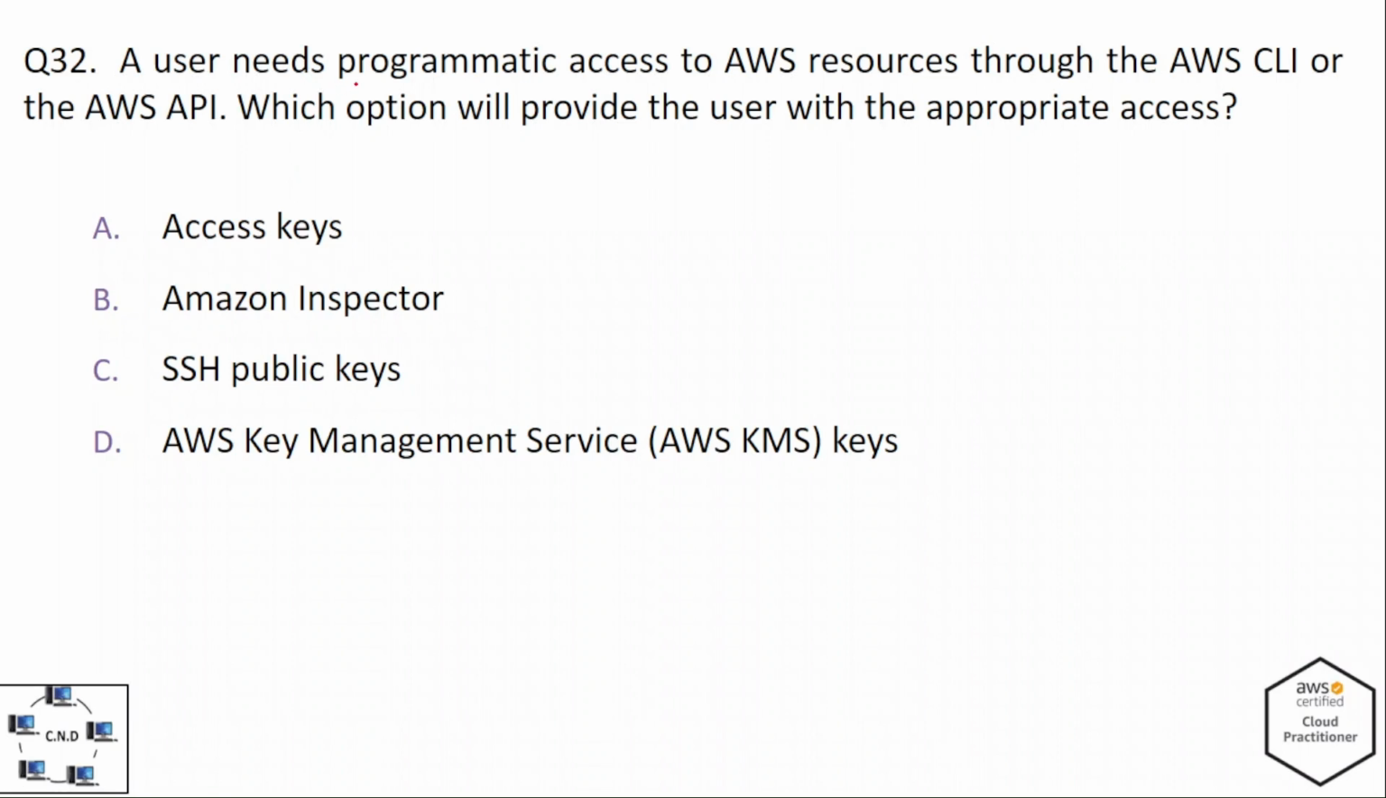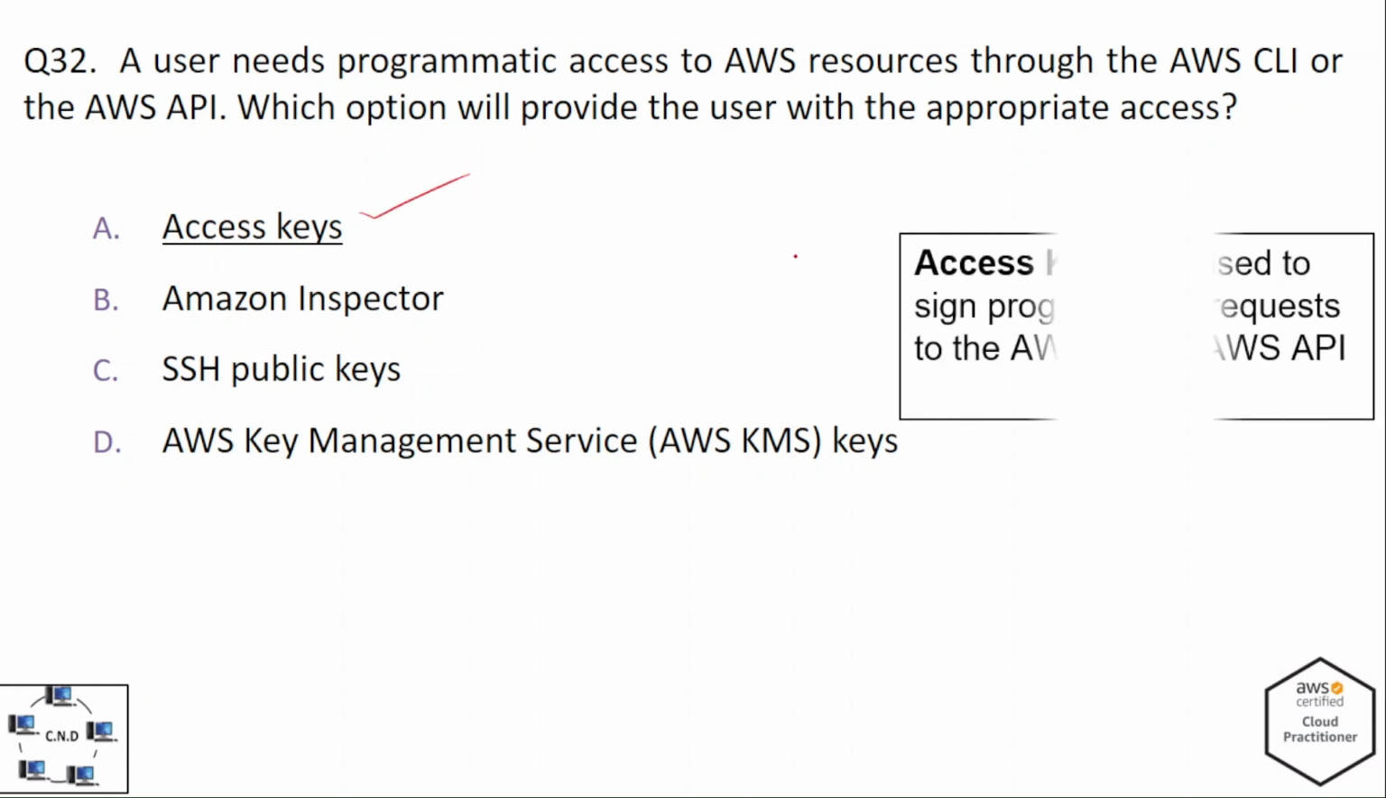Question number 32: A user needs programmatic access to AWS resources through the AWS CLI or the AWS API. Which option will provide the user with the appropriate access? The options are A. Access keys, B. Amazon Inspector, C. SSH public keys, and D. AWS Key Management Service, that is AWS KMS keys. And the correct option is the access keys. Access keys are basically used to sign programmatic requests to the AWS CLI or AWS API.